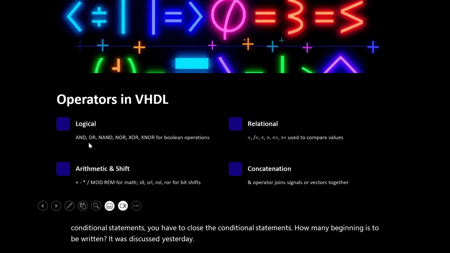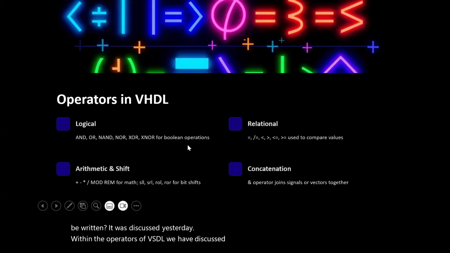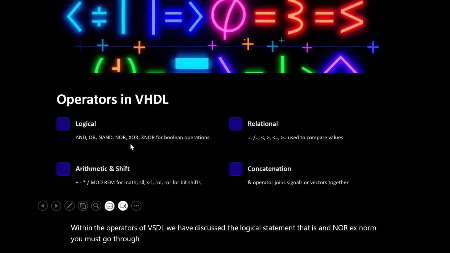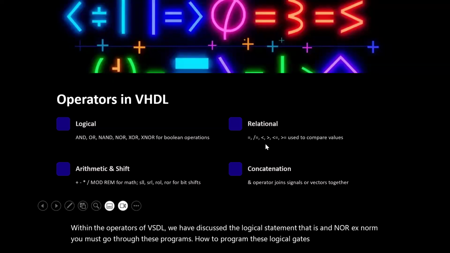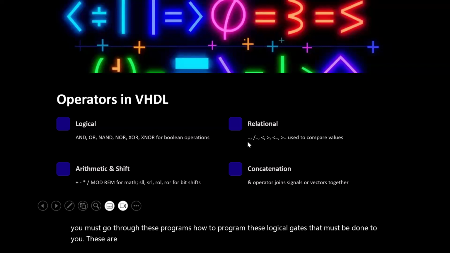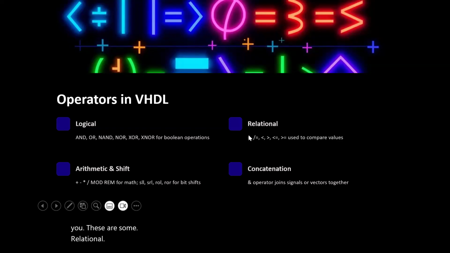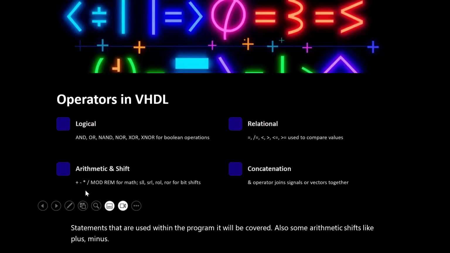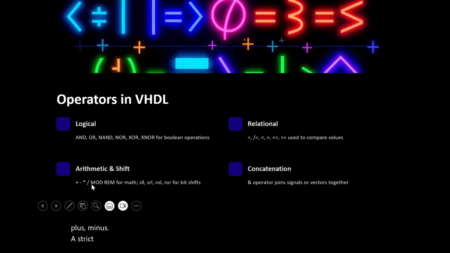Within the operators of VHDL, we have discussed the logical operators, that is AND, OR, NAND, NOR, XOR, XNOR. You must go through these programs, how to program these logical gates; that must be known to you. These are some relational statements that are used within the program. It will be covered also. Some arithmetic operators like plus, minus, asterisk, slash. Is it giving a remainder? Is it giving a quotient? Like that.